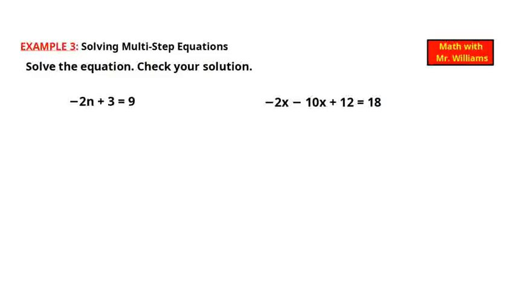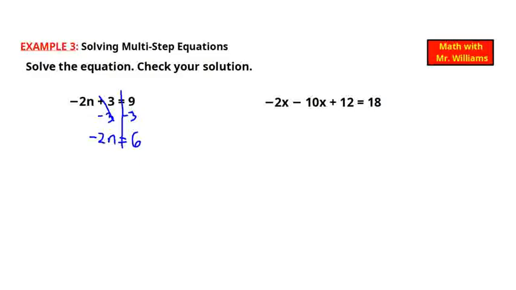Example 3, solving multi-step equations. Math of Mr. Williams. Solve the equation, check your solution. So we have negative 2n plus 3 equals 9. Let's go ahead and draw our line of equality. Now we're going to cancel out the plus 3 by subtracting 3 to both sides of the equal sign. Canceling the 3's out on the left, we end up with negative 2n equals 9 minus 3 is 6.